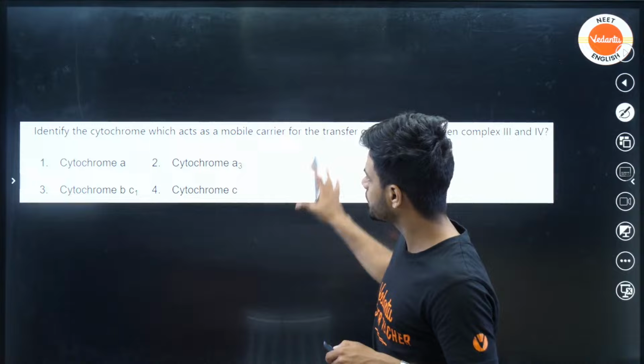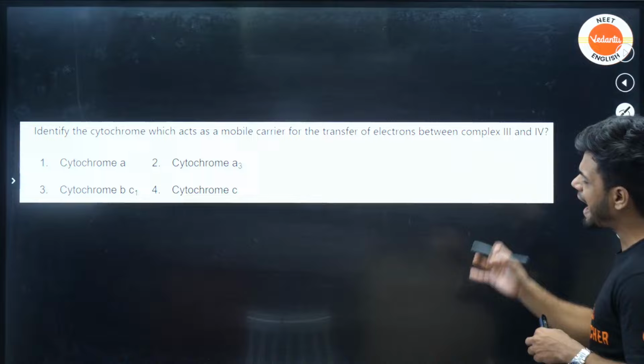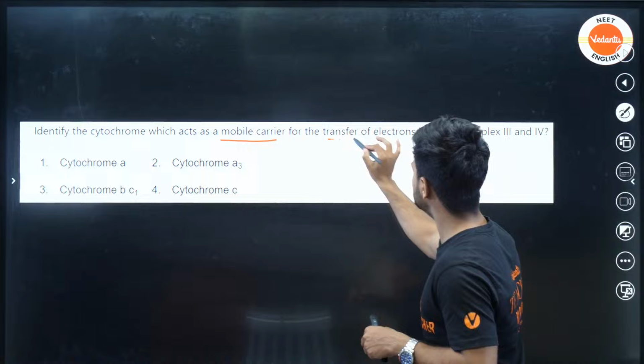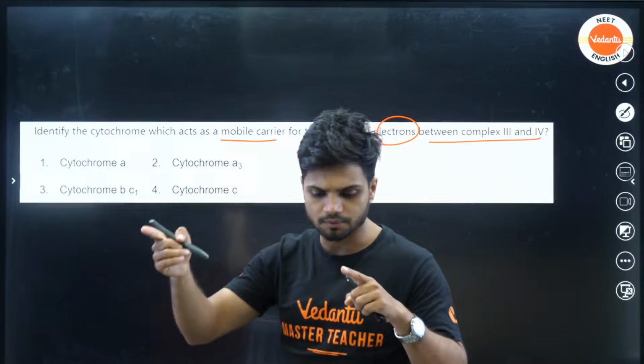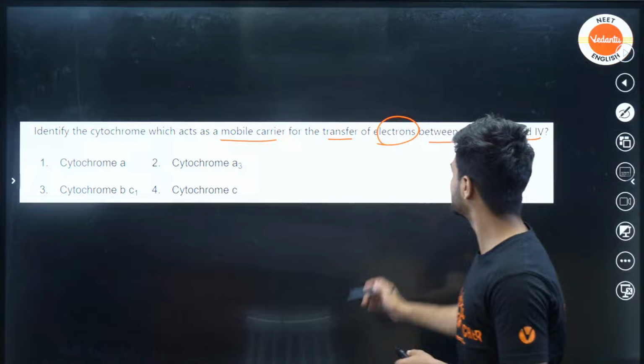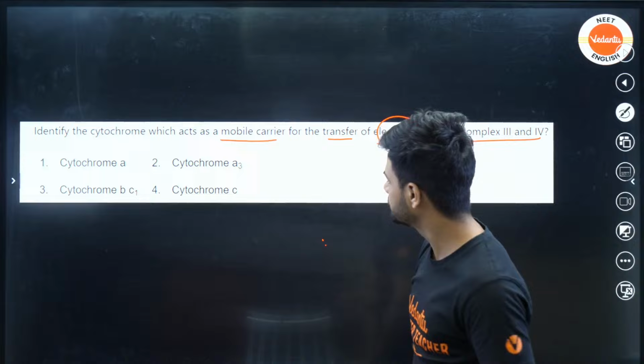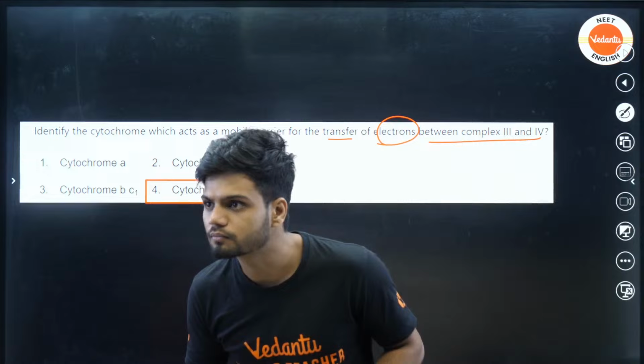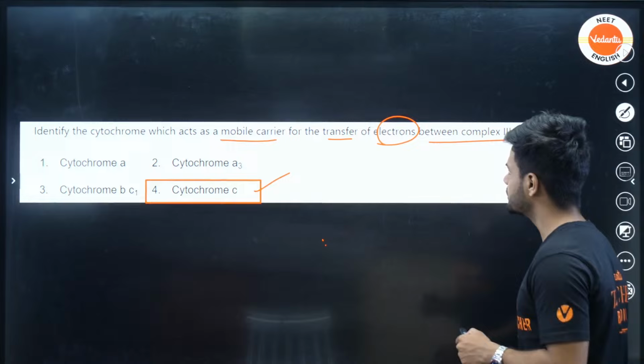The next question is, identify the cytochrome which acts as a mobile carrier for transfer of electrons between complex 3 and complex 4. Which is the mobile carrier? Remember students, ubiquinone is present between your complex number 2 and complex number 3. But between your complex number 3 and complex number 4, the mobile carrier present is cytochrome C. Cytochrome C is the mobile carrier. Clear? All these are easy questions.